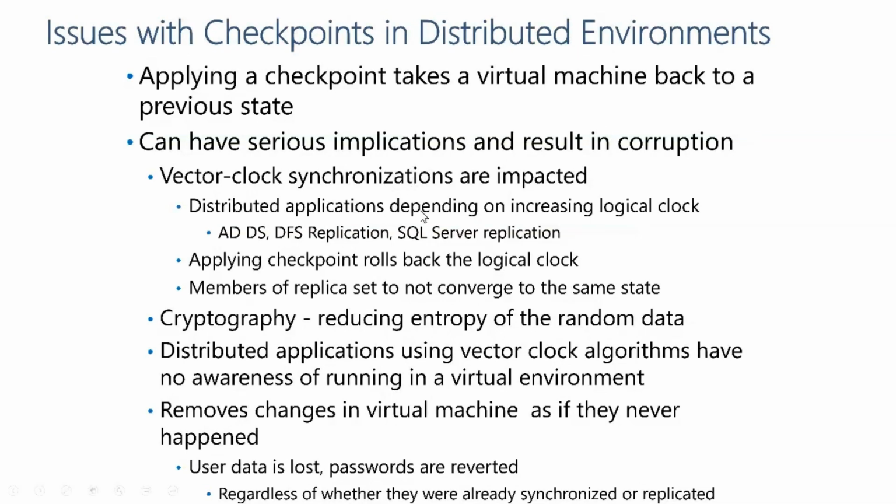So in a distributed application, what's distributed? That's where it's not only one server hosting the application. Think Active Directory, for example. You can have multiple domain controllers, but they all have a copy of the Active Directory. That's why it's distributed. What if one of them goes back in time? Then they have a different picture of Active Directory to everyone else. Who's right? Because Active Directory replication is replicating between the servers, and other things include DFS replication and SQL Server replication.